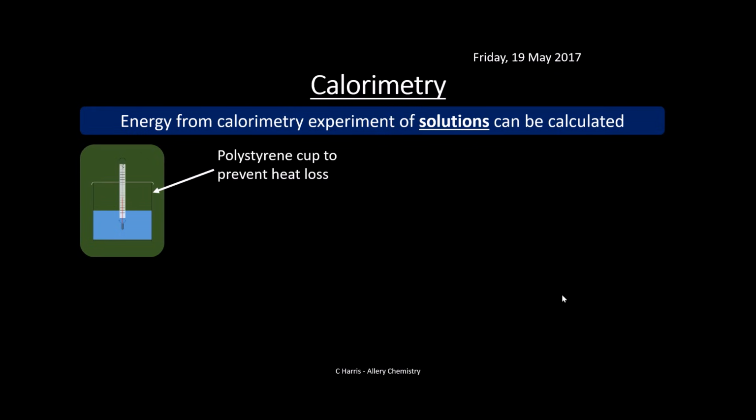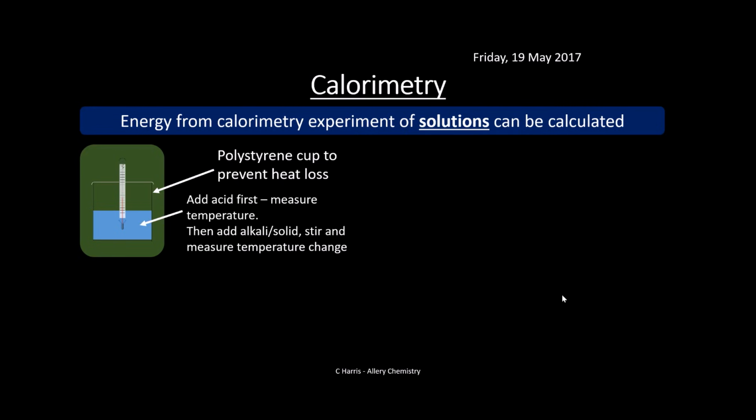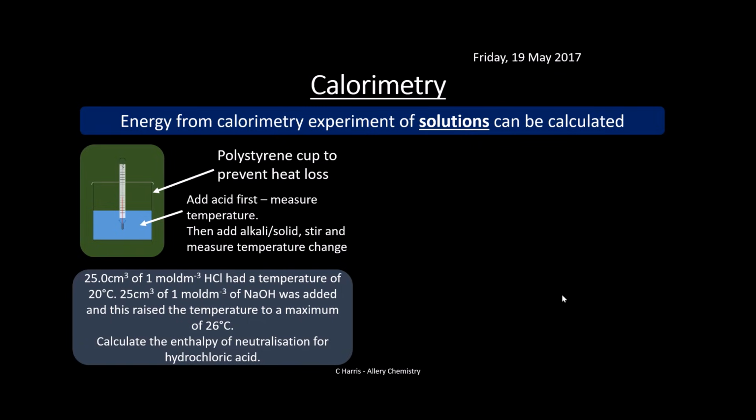We're going to have a polystyrene cup instead of a copper can, because we're not actually heating these up. We're going to add an acid in here first, and then we're going to measure the temperature. So this is going to be a neutralization reaction, enthalpy of neutralization. Then what we're going to do is add an alkali or a solid, stir the solution that you've made, and measure the temperature change. So let's have a look at an example.